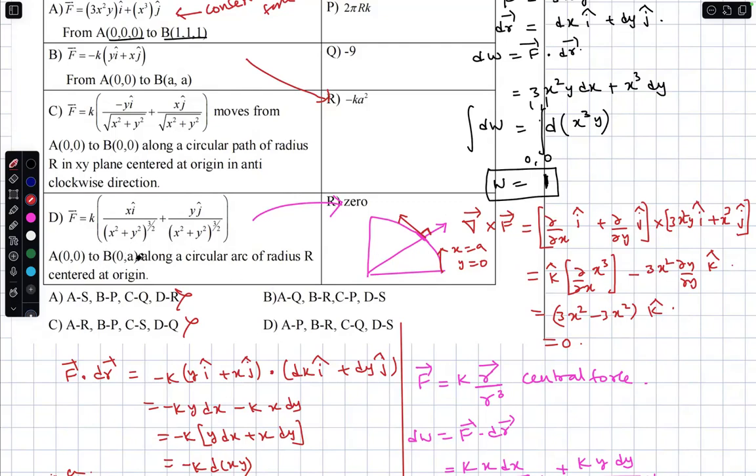0, 0 to 0, a along a circular arc. 0, 0 to 0, 0 along a circular path of radius r in xy plane centered at origin in anti-clockwise direction. This is wrong actually. You are moving it from 0, 0 to 0, 0 along a circular path of radius r in xy plane centered at origin. How is it possible?